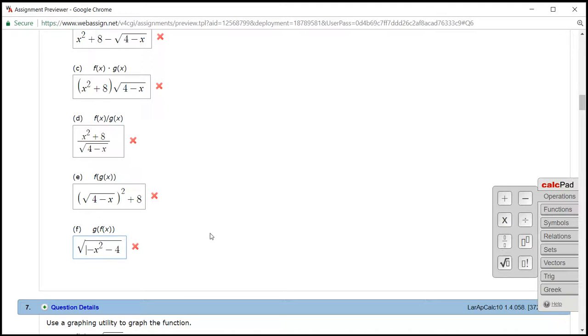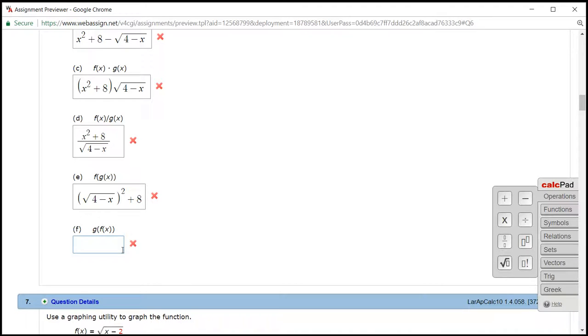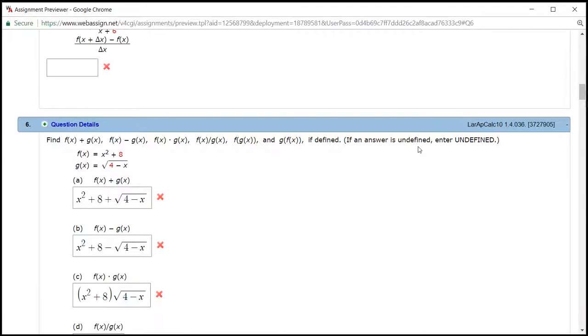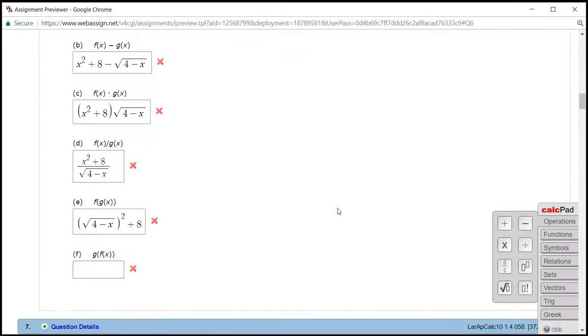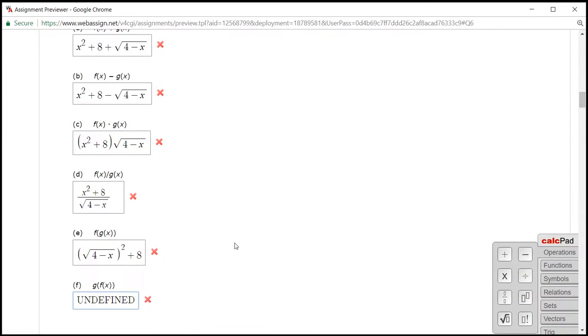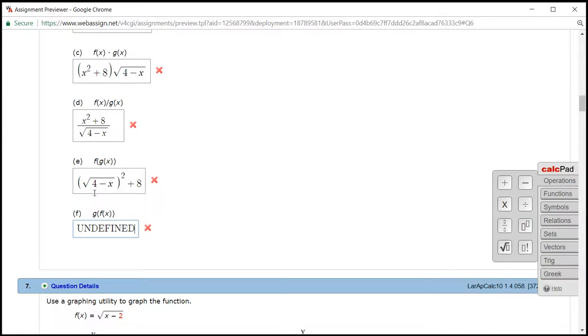Then we realize that square root of negative x squared minus 4 does not exist or is not defined, since negative x squared minus 4 is always negative. So in this case, you have to write undefined, right? You have to say undefined.